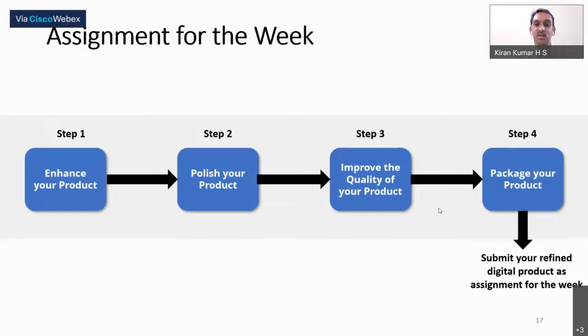In enhancing your product, you're going to enhance the features and functionality of your product. In step 2, you're going to polish your product. In step 3, you will ultimately enhance the quality of your product. If there are errors and bugs and things like that, or something doesn't work, you need to make it work. Finally, you package it well. And finally, you can submit the refined product by the end of this week. This is the 4-step process that you need to follow this week.